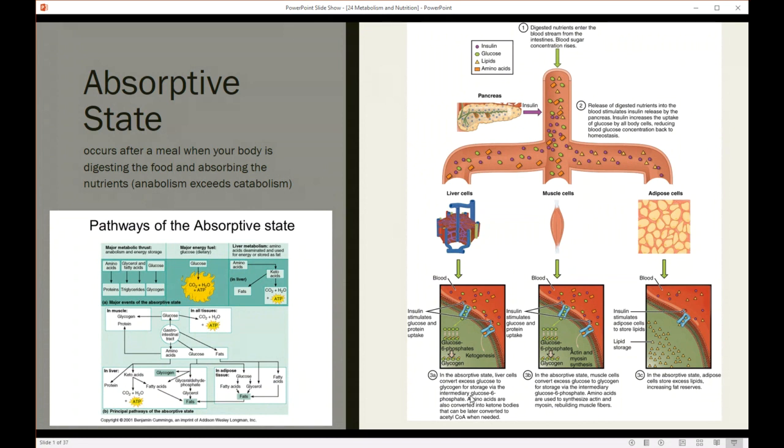So in that absorptive state, those liver cells are going to convert any excess glucose to glycogen so we can store it. Amino acids are going to be converted into ketone bodies. And the muscle cells are going to convert the glucose to glycogen again as storage. Amino acids are used to synthesize actin and myosin to rebuild protein muscle fibers. Okay. And the adipose cells are going to store excess lipids to increase the fat reserves. Okay. So all of this again is after we have eaten.